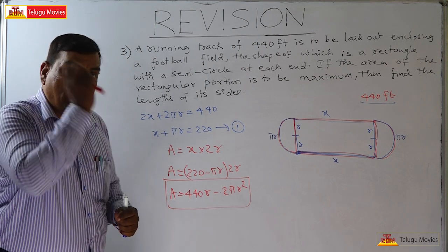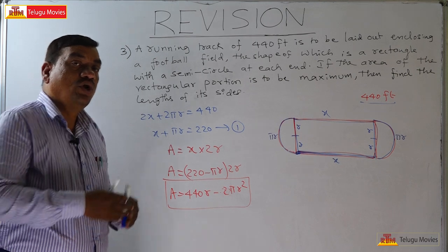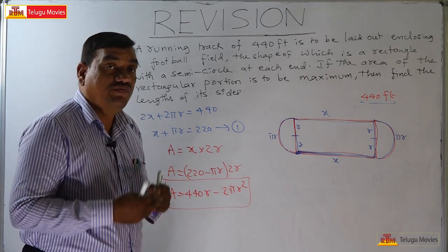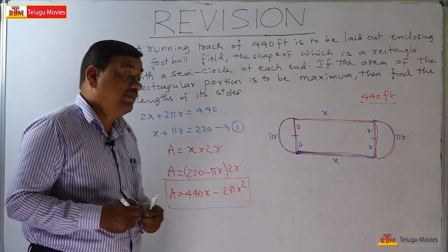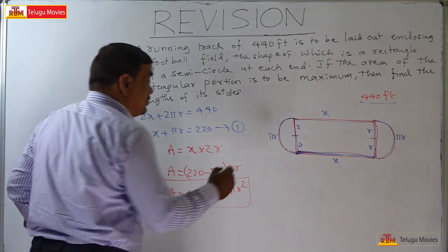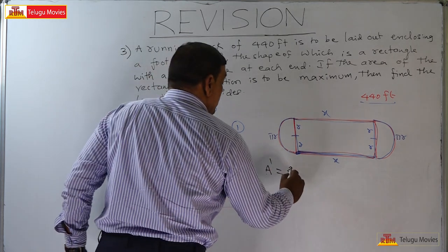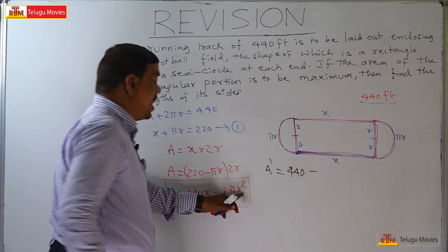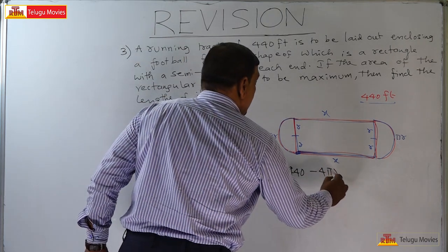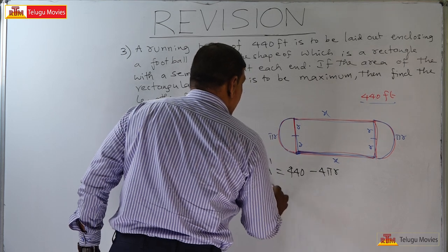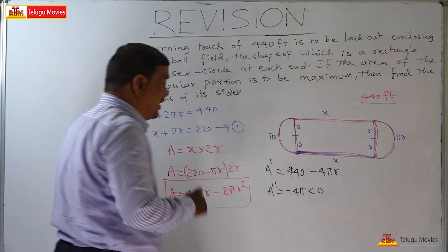In maxima and minima, we first find the first derivative and second derivative. First derivative is equal to 0. If f double dash of x is less than 0, it is a maximum; if greater than 0, minimum. First the first derivative, A dash, is 440 minus 4 pi r. So A double dash is equal to minus 4 pi, which is less than 0 already.